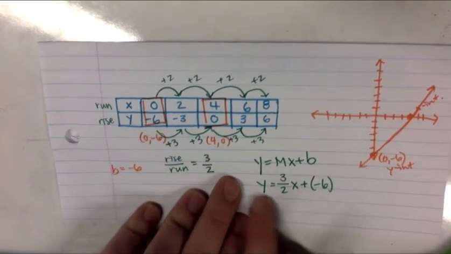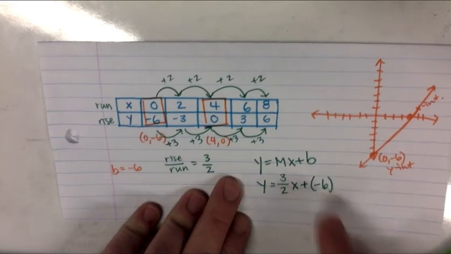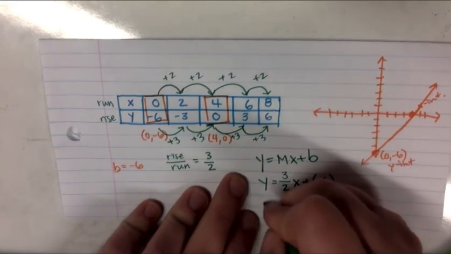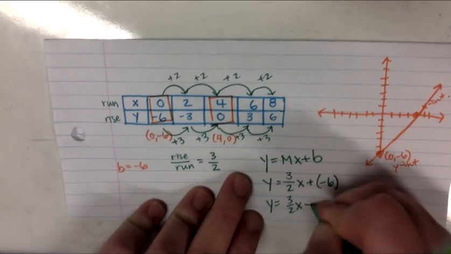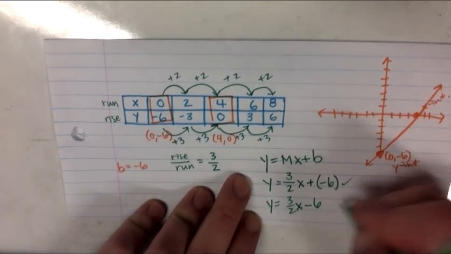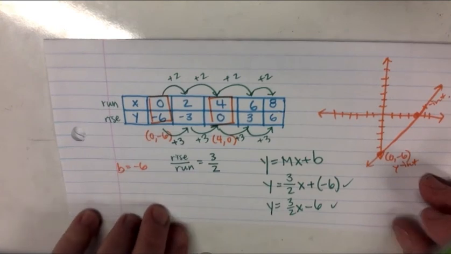So I can write this as y equals 3 over 2x plus a -6, which is a completely valid way of writing this. Or I could even write it as y equals 3 over 2x minus 6. Either one is a correct form of the equation.